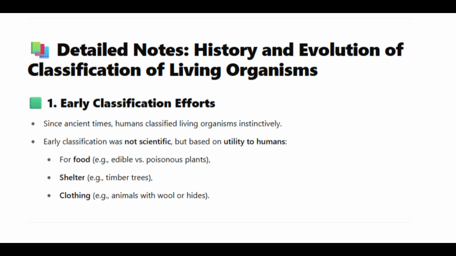For food, they were classified into edible or poisonous plants. Shelter, e.g., timber trees. Clothing, e.g., animals with wool or hides. In ancient times, humans classified organisms not scientifically, but instinctively. They grouped living things based on their use, like plants that were edible or poisonous, trees that could provide timber, and animals that could offer wool or hides for clothing. But remember, this wasn't science, just survival.